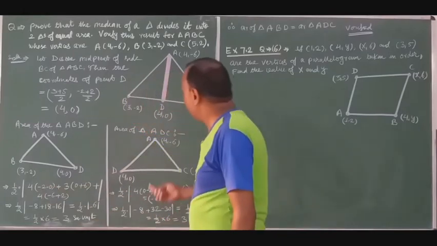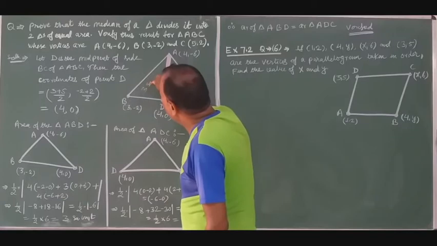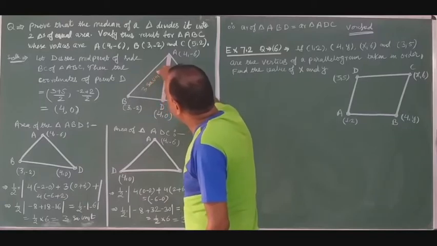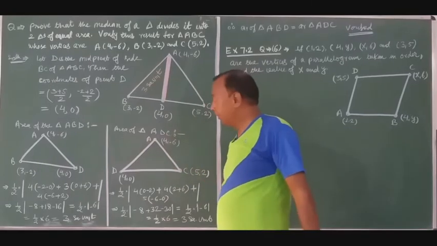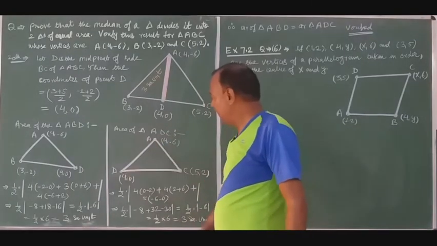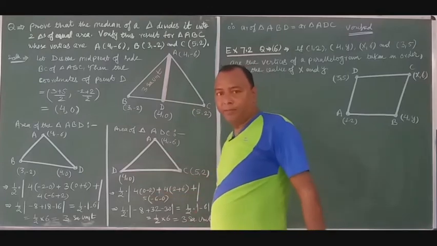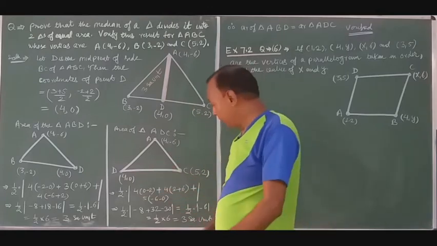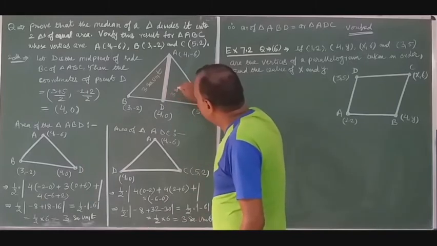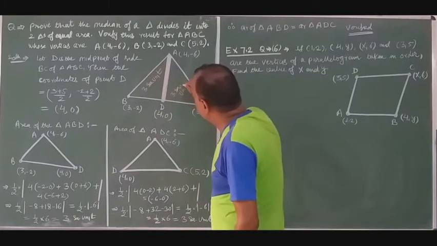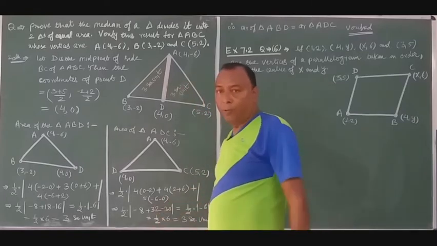So what will you get as the area of this triangle? 3 square unit. And similarly the area of triangle ADC, again you will apply the same formula and you will get the area 3 square unit. Now what are you observing?